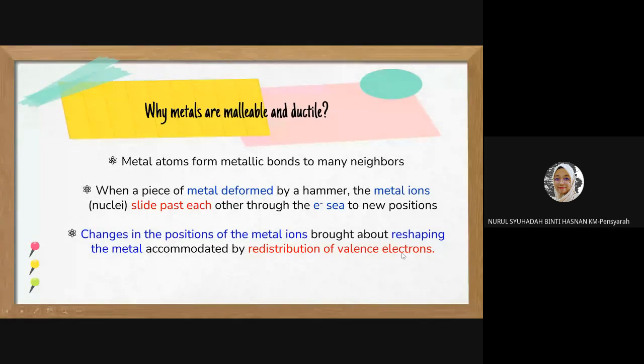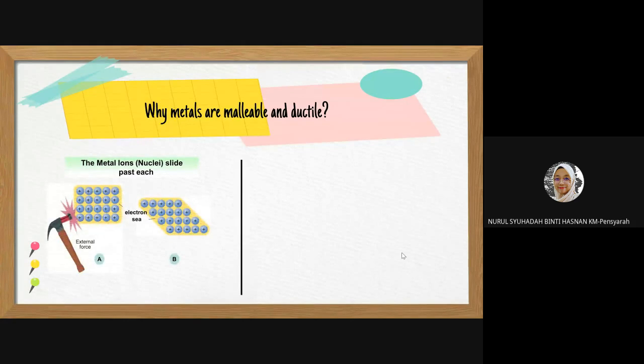Okay, so nak senang faham ayat dekat sini, kita tengok pada gambar. Oh, ini yang kita kata tadi. Okay, at first this is our metal yang mana kita ada positive charge and then kita ada electron sea dekat sini.